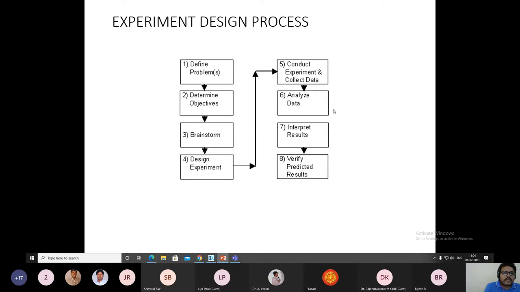So we define a problem, we determine our objectives, we do brainstorming, we design the experiment, we conduct experiments, we collect data, we analyze data, we interpret results, we verify predicted results, etc. Whatever process you are doing, it may be friction stir processing, friction stir welding, EDM process, or any LBM process, or any other process, the steps will be common, right? So here itself you will get a clear picture on whether your data is valid or not, whether your DOE is giving better output or not, right?